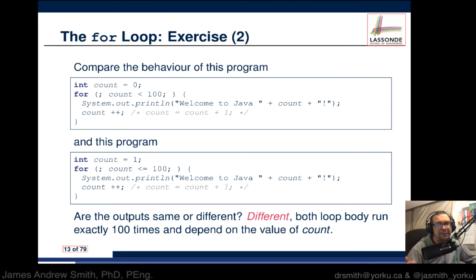Well, both loop bodies run exactly 100 times, and they depend on the value of count. Now, count is being displayed in both cases, but the values of count are going to be different.